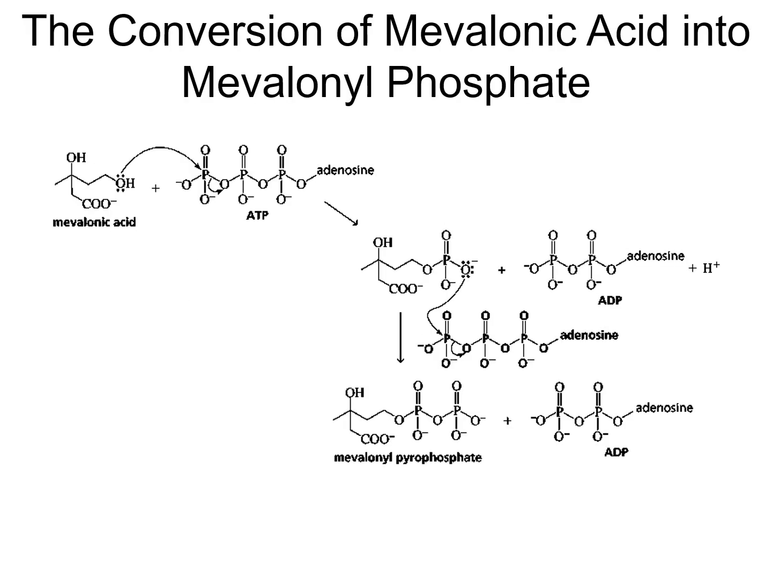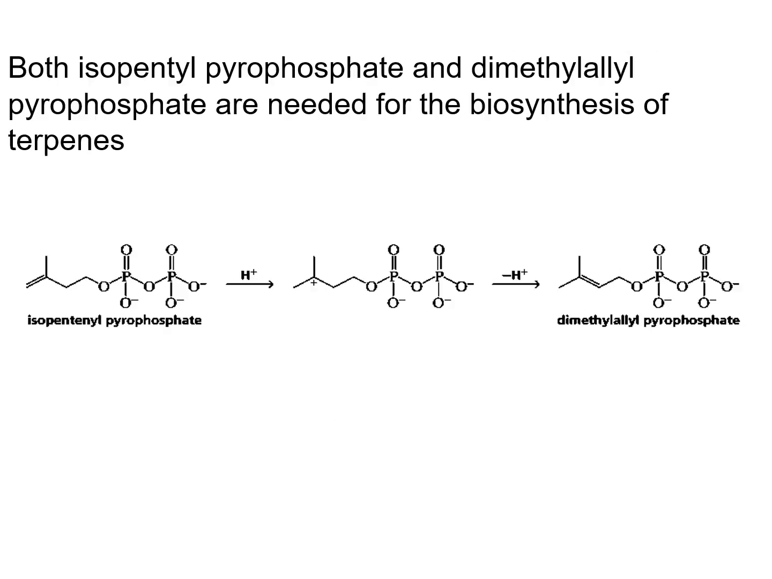The conversion of mevalonic acid into mevalonyl phosphate can take place like this. This mevalonic acid can react with adenosine triphosphate to produce mevalonic pyrophosphate. It is mevalonic pyrophosphate that we need for the production of isopentenyl pyrophosphate. Dimethylallyl pyrophosphate can also be produced from isopentenyl pyrophosphate. Both isopentenyl pyrophosphate and dimethylallyl pyrophosphate are needed for the biosynthesis of terpenoids or terpenes.